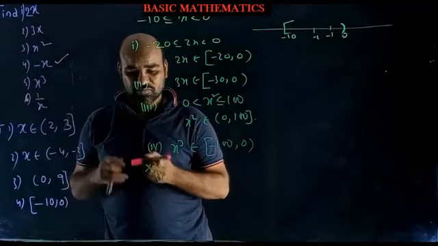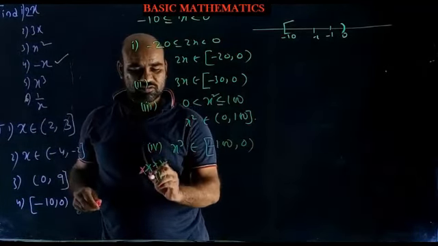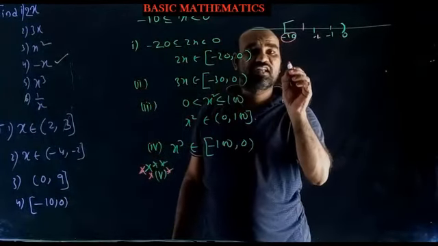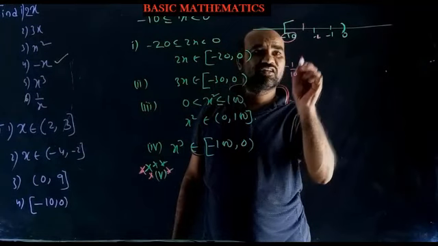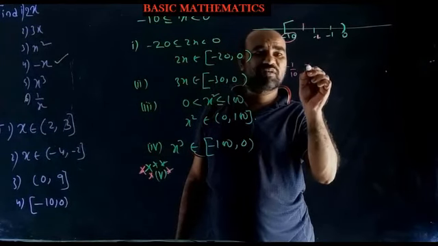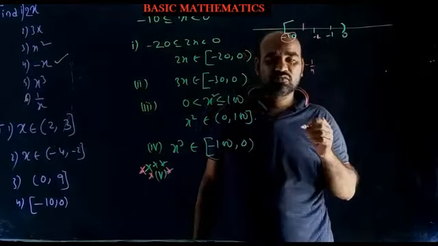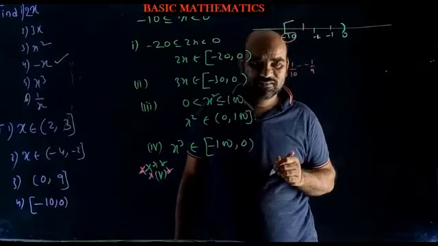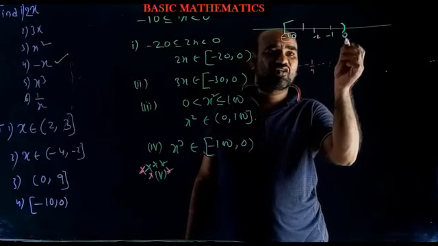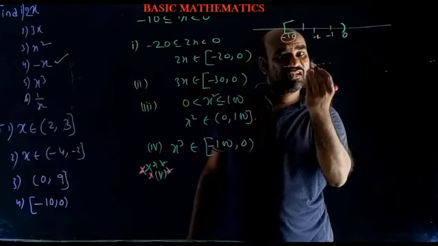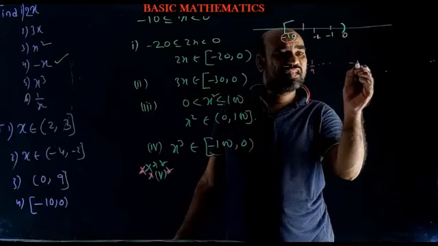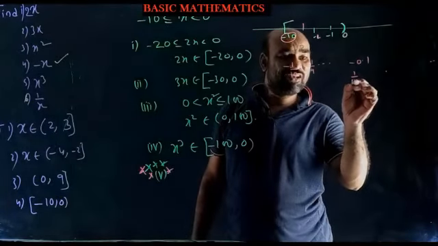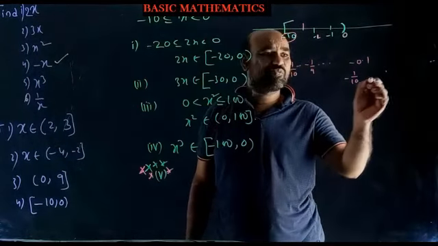Same problem with 1 by x. Here, see. The reciprocal of minus 10 is minus 1 by 10. The reciprocal of minus 9 is minus 1 by 9. Between these two, there will be infinitely many numbers, and their reciprocals are also written here. So on, 0. On the left side of 0, minus 0.1 will be there. That is minus 1 by 10, and its reciprocal is minus 10.